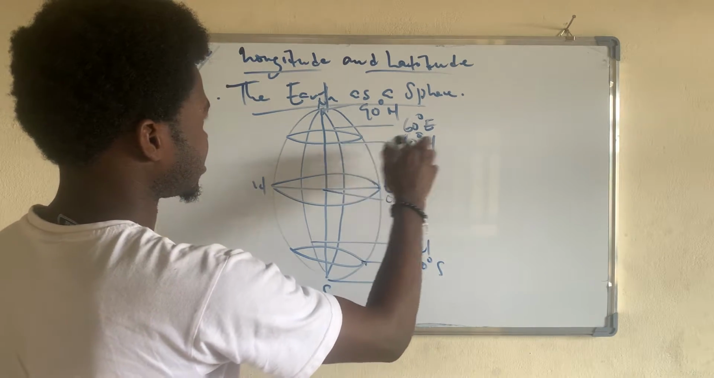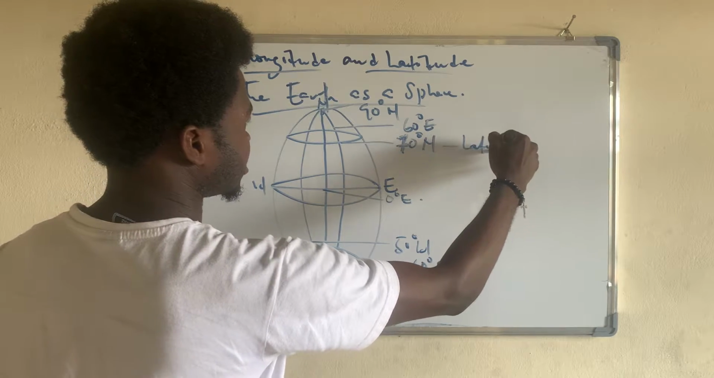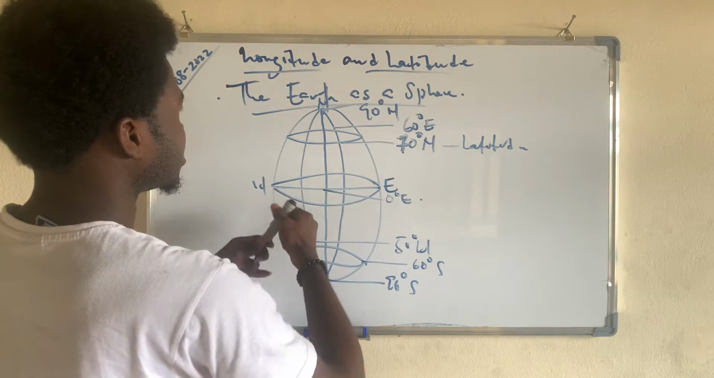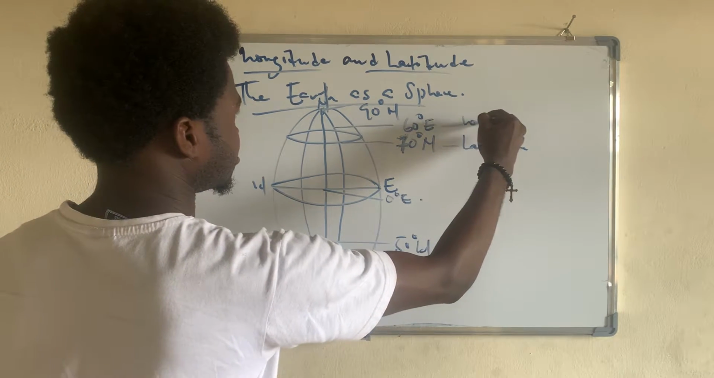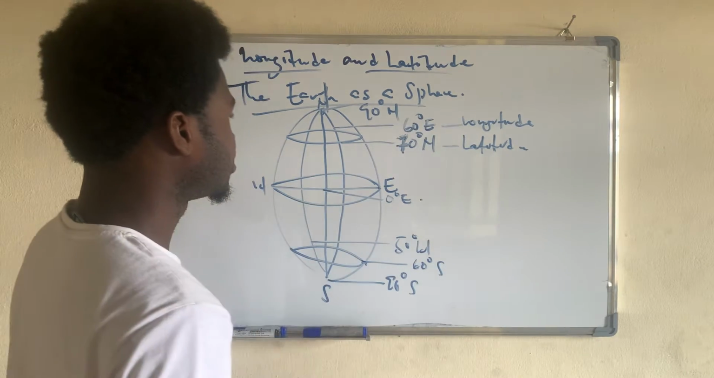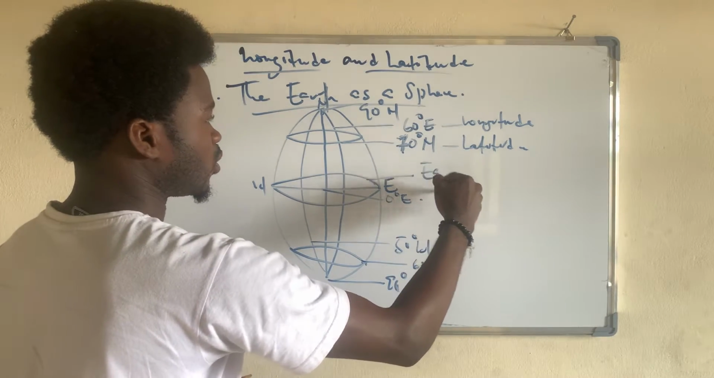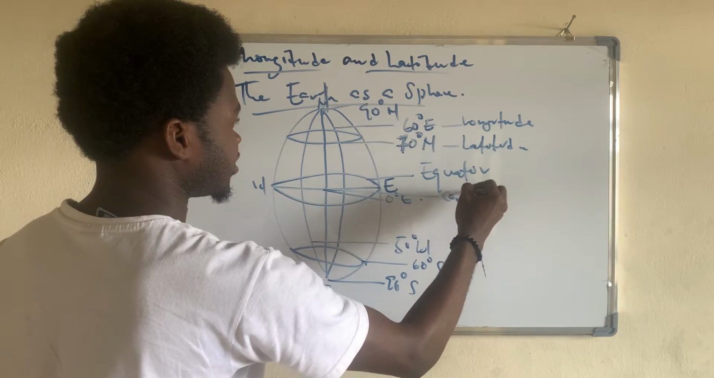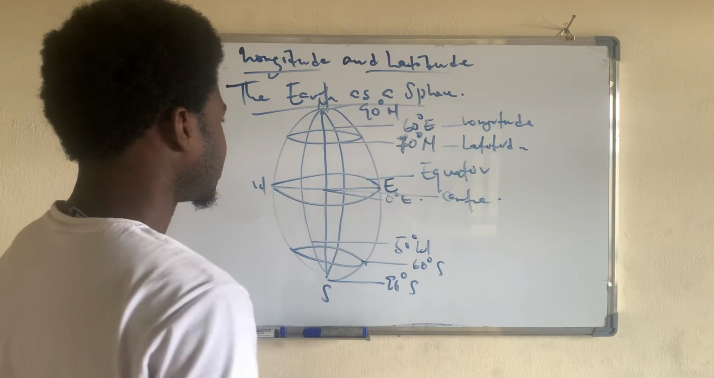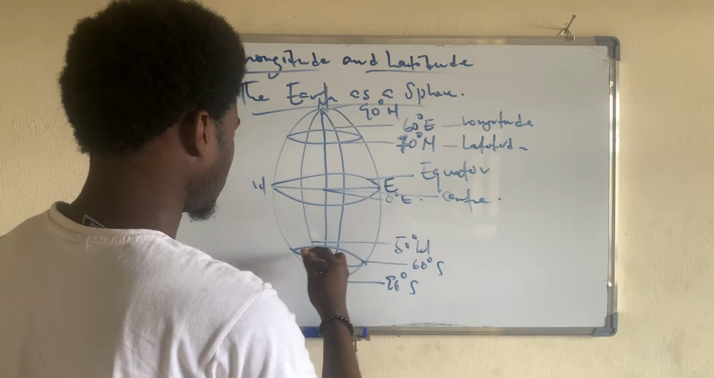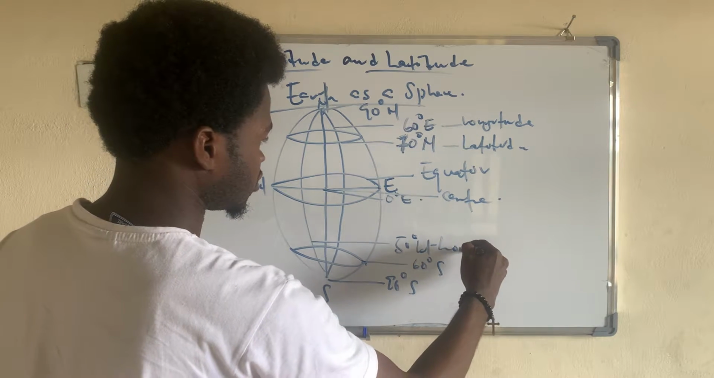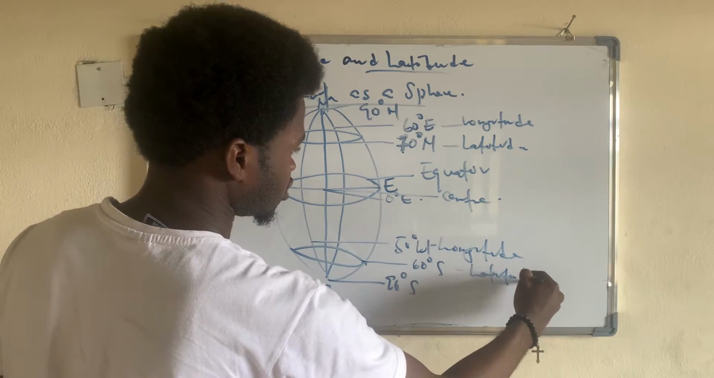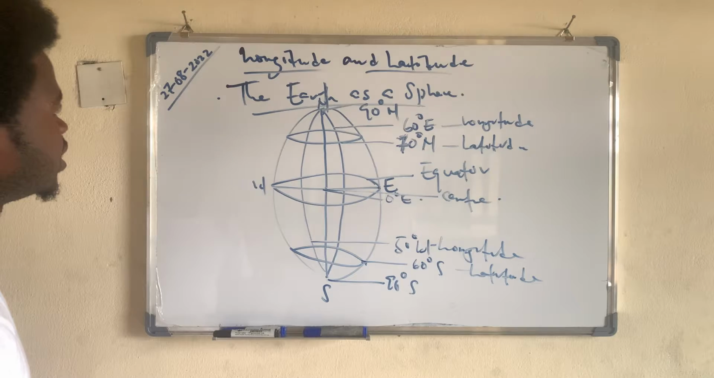Now this is latitude. This is the longitude. This is our equator. This is referred to as the center of the Earth. This also is longitude. This is latitude.